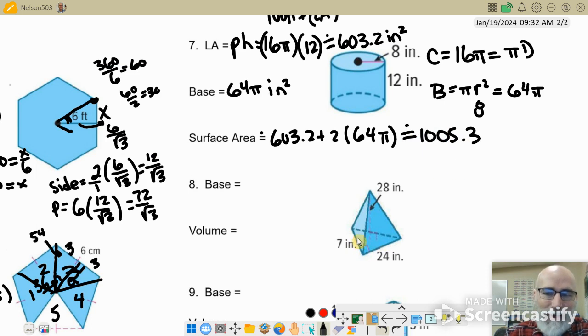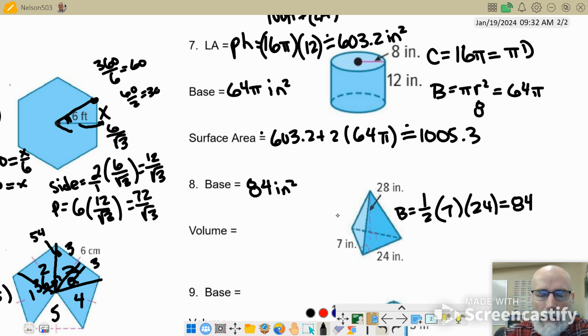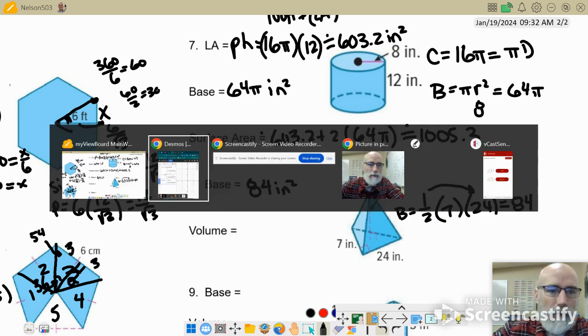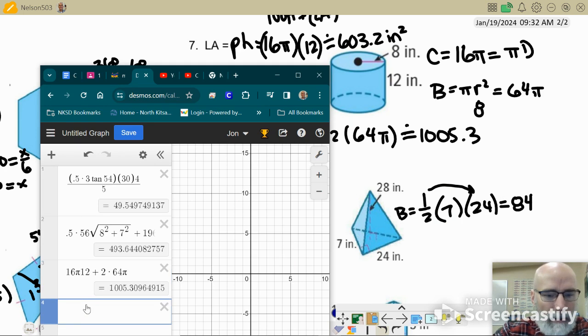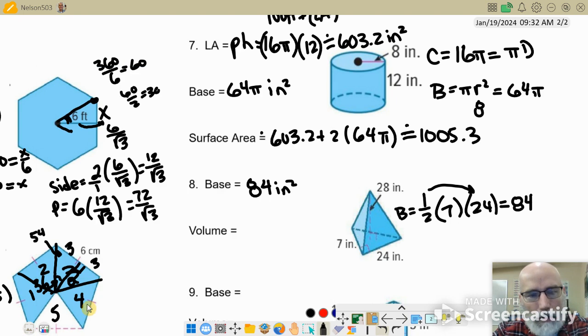The base, this one's a triangle, right? Triangle. So you go 1/2, one leg times the other leg. So 7 times 24, half of 24 is 12. 12 times 7 is I think 84, I hope. Okay, so my base comes out to be 84 square inches. All right, you notice I did the half times the 24 first, right? Let me just double check that. So I get 7 times, what did I just say? 7 times 12, and that gives me 84 for sure.